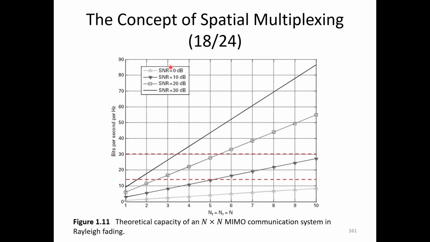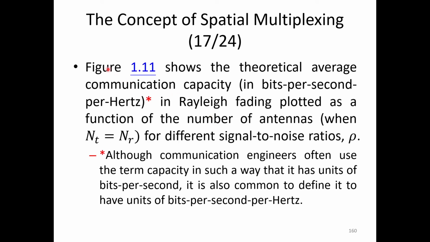And furthermore, we can see that these curves are actually straight lines in this figure. Okay, so figure 1.11 shows the theoretical average communication capacity in bits per second per hertz. Okay, here is a red star. Let us see this red star.